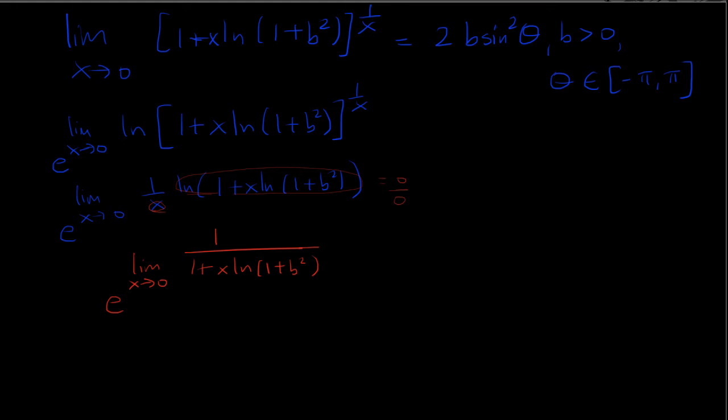So the derivative of 1 plus x times ln of 1 plus b squared. The only variable here is the x. The ln of 1 plus b squared is a constant since b is greater than 0, so we said b is a constant. So the derivative of cx is just c, the constant, right? So in this case, it's going to be the ln of 1 plus b squared.